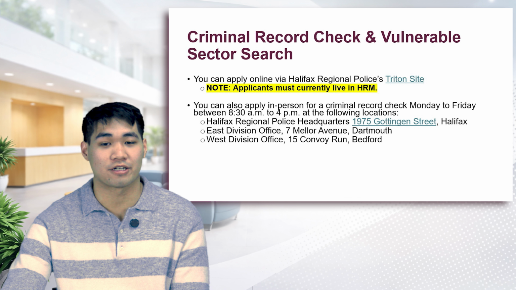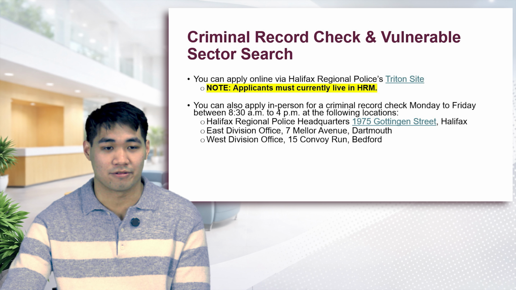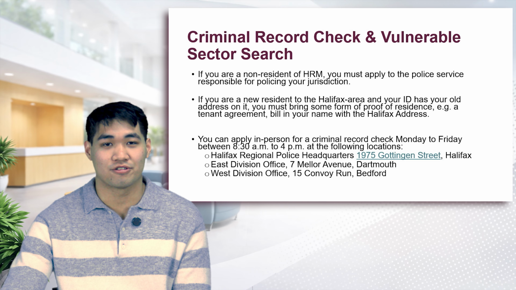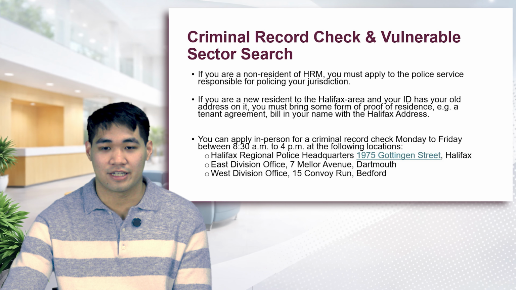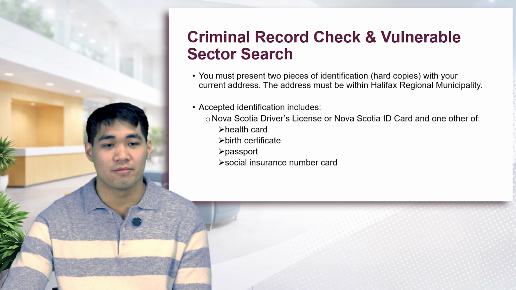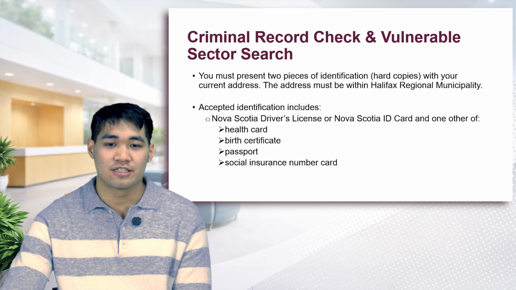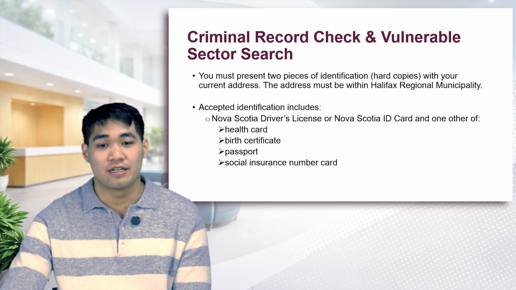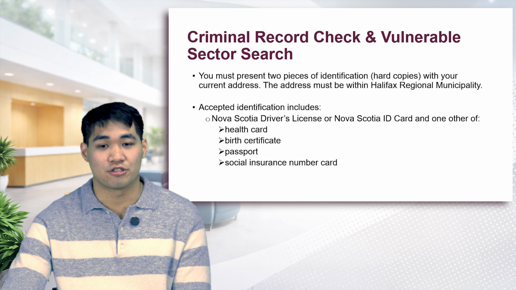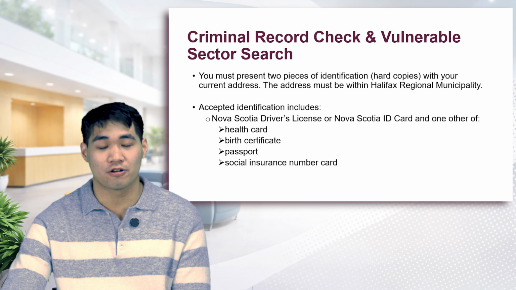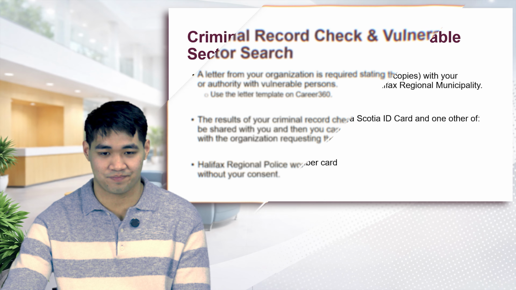You can apply for a criminal record check in Halifax during these times and locations. If you are a new resident to the Halifax area and your ID has your old address on it, you must bring some proof of residence, such as a tenant agreement, a bill in your name with the Halifax address, a credit card statement, etc. When applying, you must also present 2 pieces of identification with your current address. Some accepted identification includes Nova Scotia driver's license or Nova Scotia ID card, and one other of a health card, a birth certificate, a passport, or a social insurance number card.